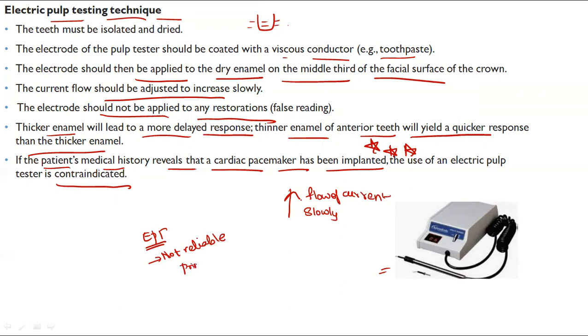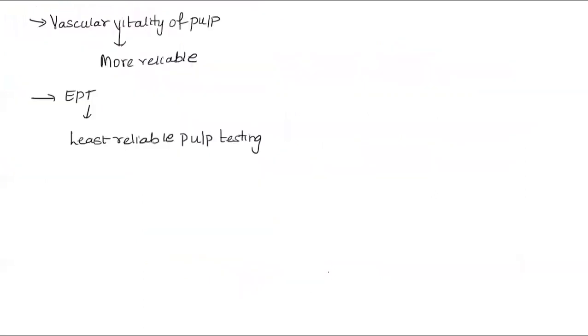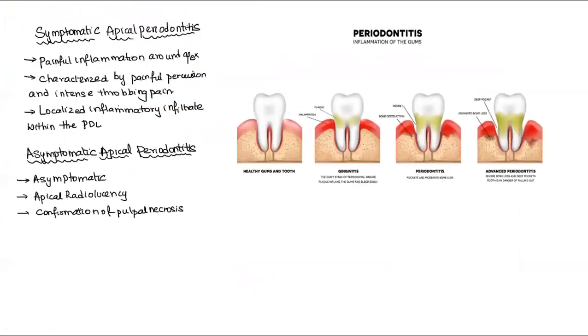Okay, so the point to remember is EPT is not reliable in primary teeth. Why? Because primary tooth pulp matures later. The pulp testing works only when the A delta fibers are responding, and this appears very late in primary teeth. So therefore EPT is not reliable, and it is contraindicated in cardiac patients who have a pacemaker. Okay, so vascular vitality of the pulp is a more reliable method as compared to electric pulp testing.